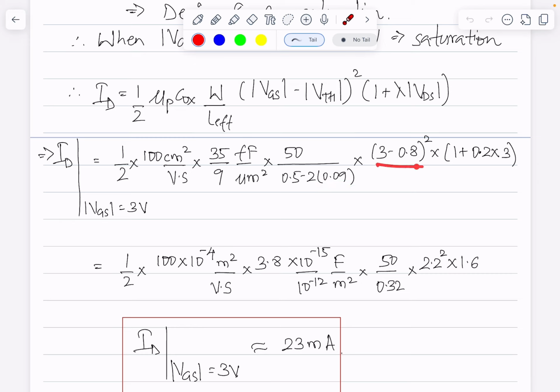Now again, converting the units to standard units. Centimeter square per volt second becomes 10 to the power minus 4. Femtofarad per micrometer square becomes 10 to the power minus 15 over 10 to the power minus 12 farad per meter square. This comes out to be 50 over 0.32. Then we have 2.2 square times 1.6. That eventually gives us an ID of 23 milliamps. So when mod VGS is 3 volts, we have an ID of 23 milliamps. And this is for a constant VDS of 3 volts.